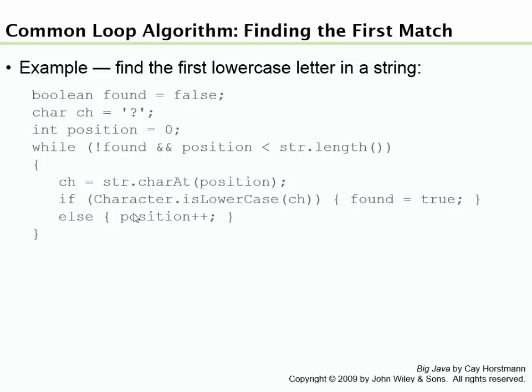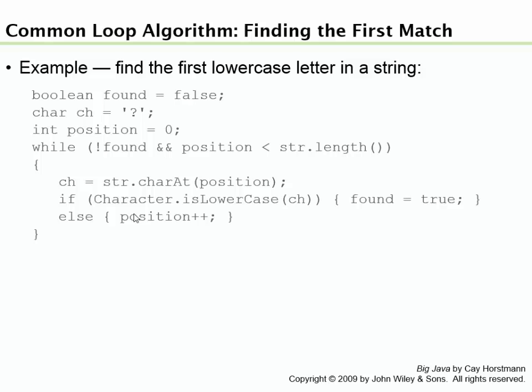So you say, and this is kind of weird, while not found, meaning while you haven't found it yet, and the position is less than the length, if those two things are true, then do the body of the loop. If either one of those is false, then you leave. You're either at the end of the string or you found it. If you're at the end of the string and you didn't find it, you want to stop, right? Because you don't want an infinite loop.